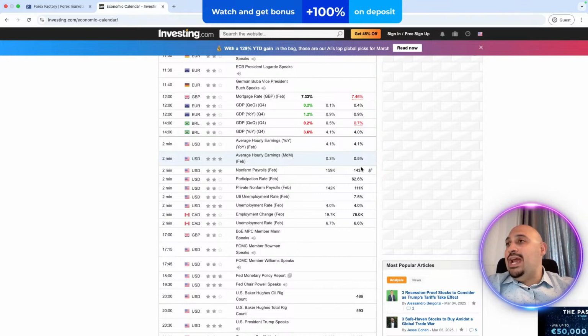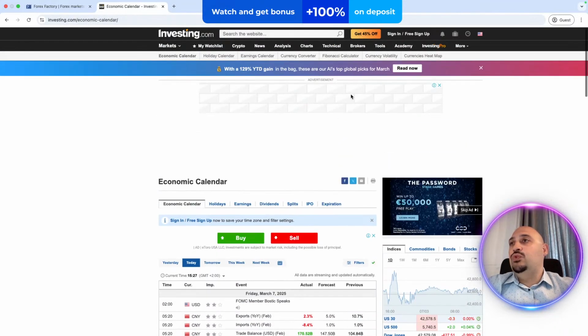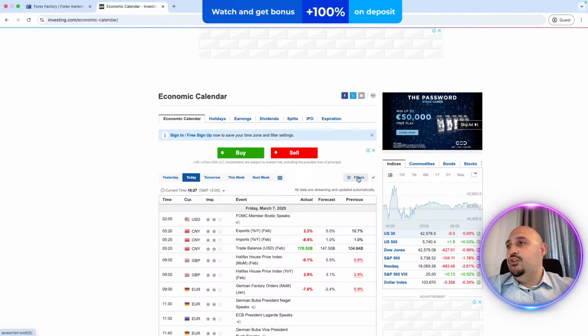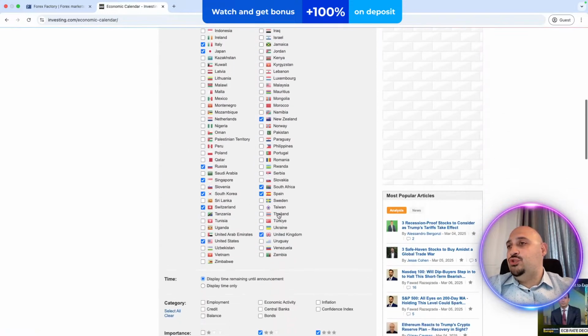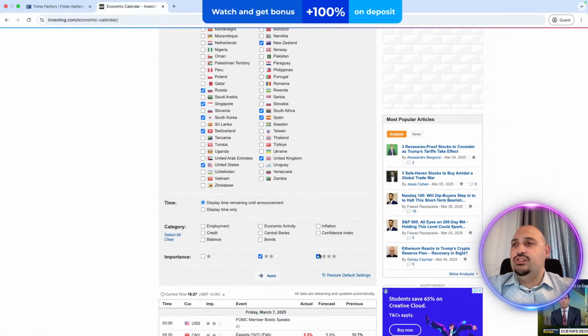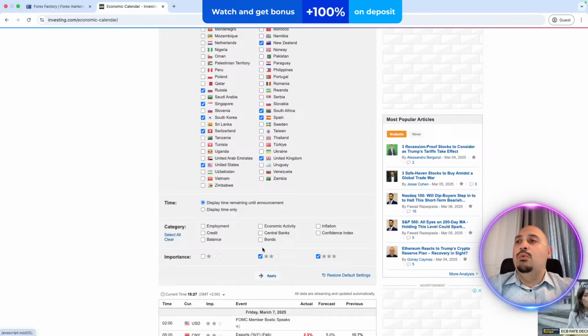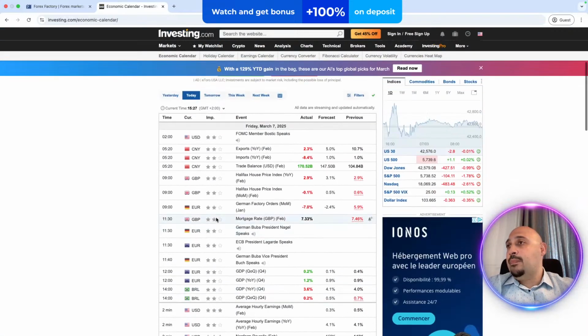So let's move on to the NFP. I've used investing.com. I really like investing.com. And what I do here, I go to my filters. I choose 2 stars and 3 stars, which basically indicate the most important news of the day. And I'm going to go for today. I used my time zone.